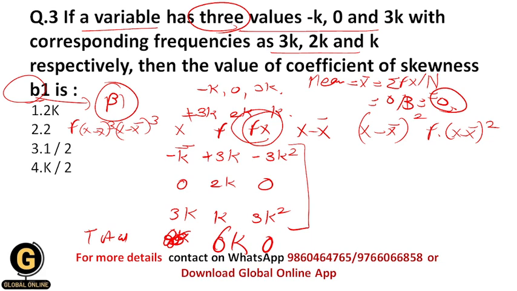Now let us find out the mode. Mode means the value which occurred frequently in the whole data set, or the value which has the highest frequency in the whole data set. So here you can see that 3k is the highest frequency, right? And this is the frequency of minus k, and that's why your mode will be minus k.